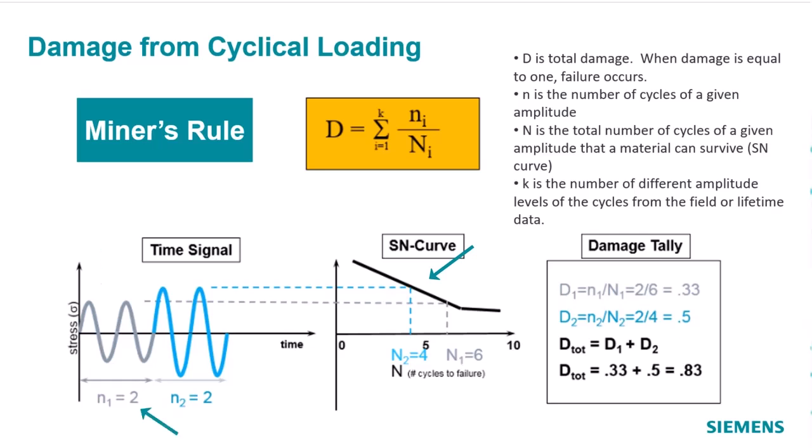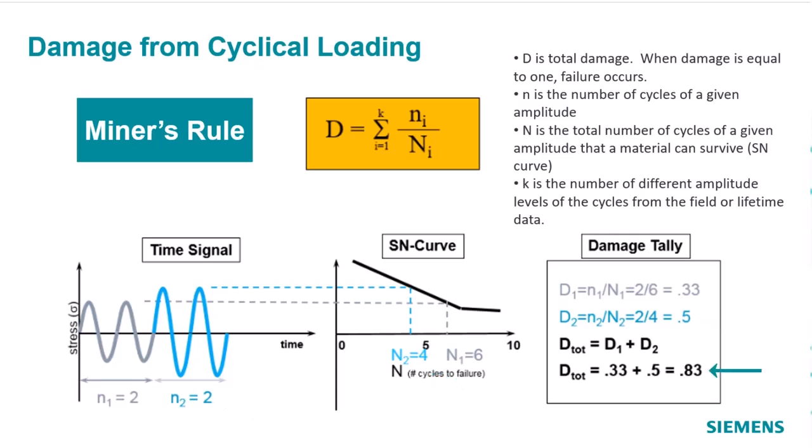From the SN curve, it may be known that it requires 6 cycles for failure at that stress level. So the damage caused by these 2 cycles is 2 divided by 6, which is equal to 1/3, 0.33. For these 2 at a higher amplitude, at this blue level, from the SN curve we know that the number of cycles for failure is 4, and the component actually experienced 2 cycles in that.